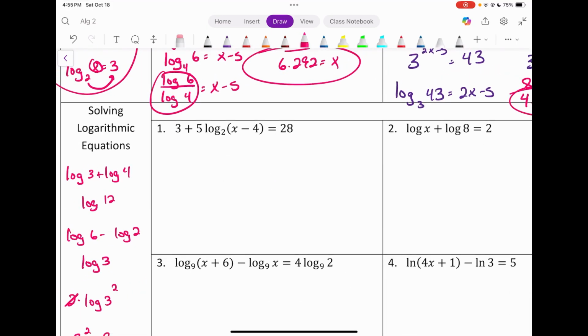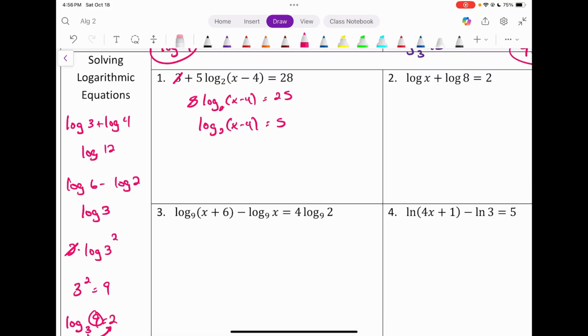First thing that I would do is move the 3 over by subtracting. So that gives you 5 log base 2 of x minus 4 equals 25. I would not move this up to an exponent. Since it's being multiplied, I would divide it, and that's going to give me 5. This next step, nothing else can move over, so I'm simply going to change forms.